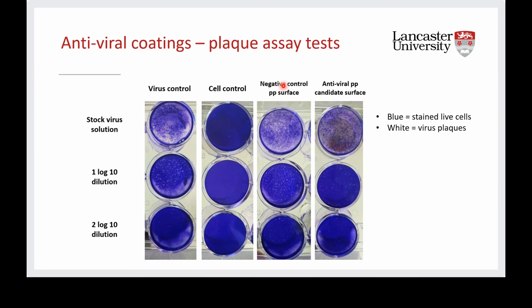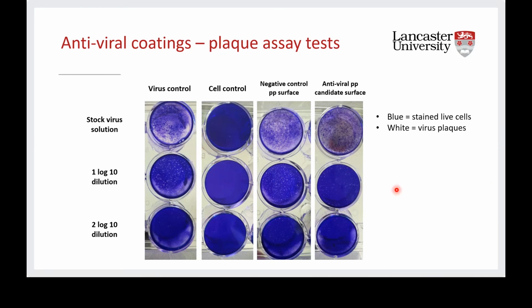The third column is the negative control. That's actually a plasma polymer coating that we expected to have no inherent antiviral properties. And here you can see a large number of virus plaques again. It's very similar actually to our virus control. And basically that's saying that our surface isn't having an effect, or if it is, it's a very minimal one. And that's as we'd expect.